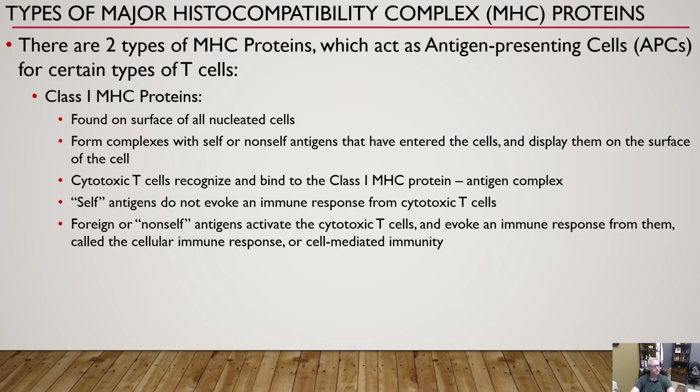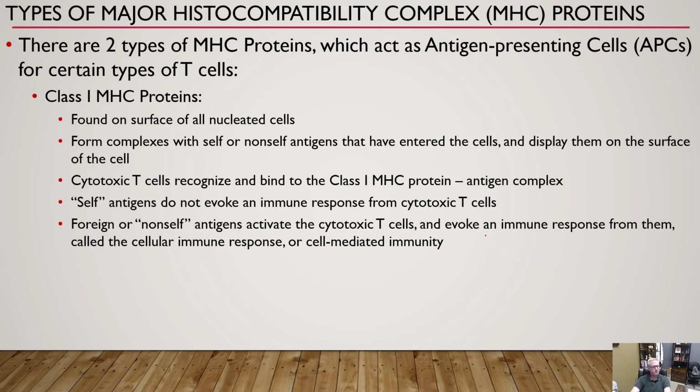All right, so just to talk briefly about these MHC proteins, remember that they act as the antigen presenting cells. We have the two different classes. Class 1, they're going to be found on all nucleated cells. So remember, red blood cells do not have a nucleus. Cytotoxic T cells can recognize and bind to class 1, forming that antigen complex.